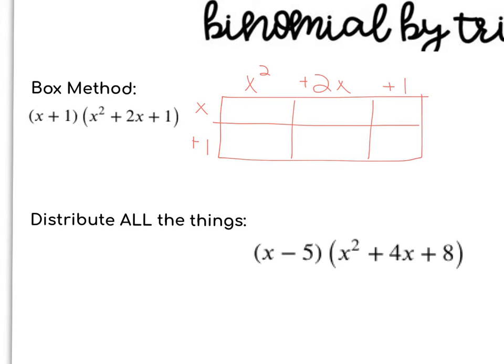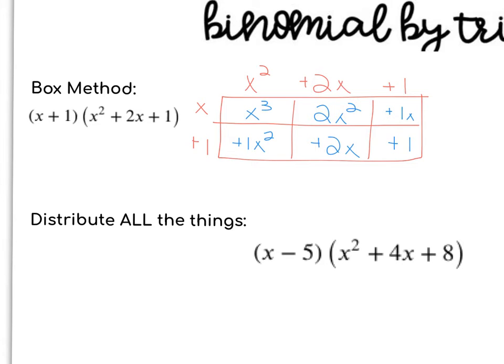Multiply. So x times x squared, this is going to be x cubed. This box here would be x times 2x, so it's going to be 2x squared. And this box is going to be x times 1, so it's going to be a positive 1x. Then the bottom row, 1 times x squared is going to be a positive 1x squared. 1 times 2x is going to be a positive 2x. And the last one is 1 times 1, which we know is 1.